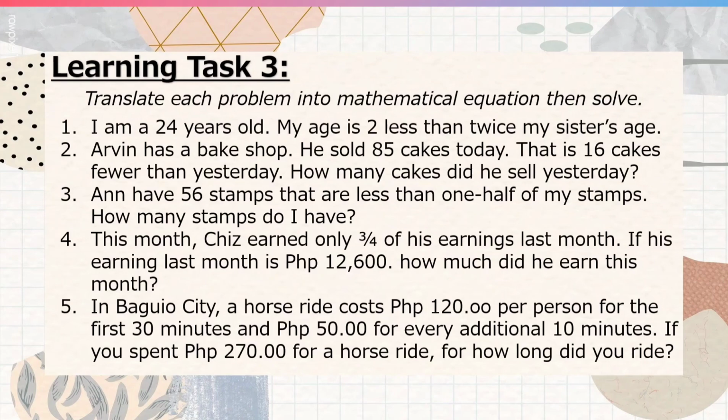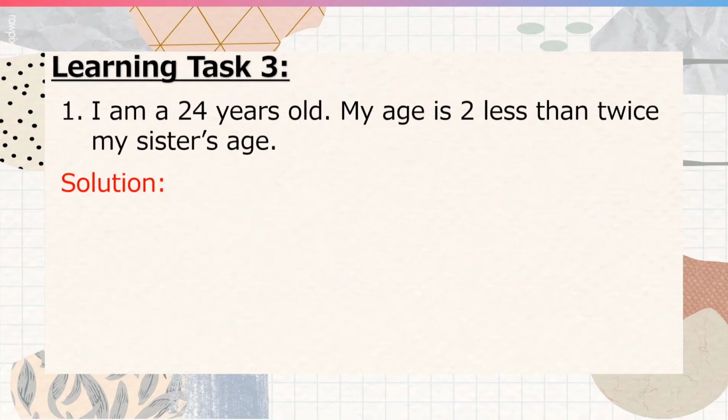Learning task 3. So all you have to do is to translate each problem into a mathematical equation, then solve. So let's do number 1. So let's have this one. So my age is 2 less than twice my sister's age. So because we used less than, let's start with the twice. So we have here 2. Okay, so the variable here can be x, so 2x, twice my sister's age, and then less than, of course, the subtraction, and then 2. And then equal sign, 24.